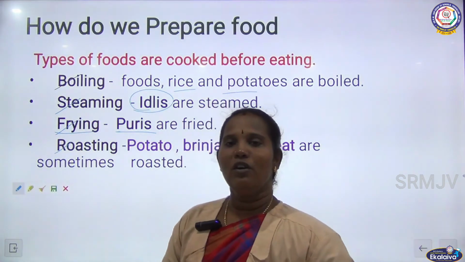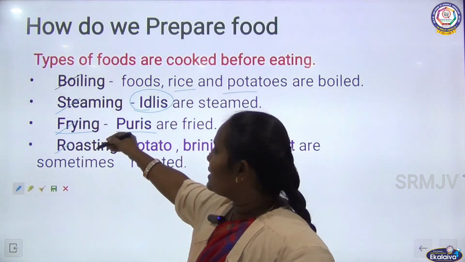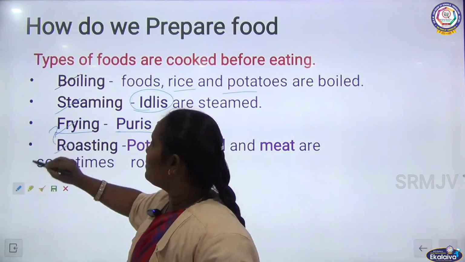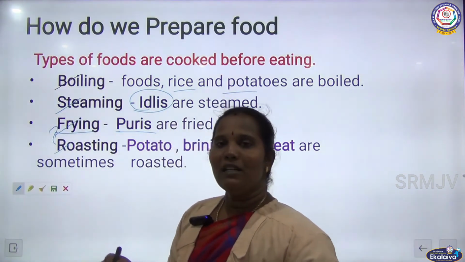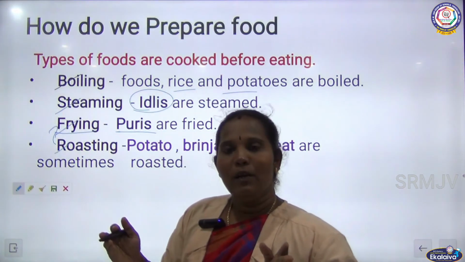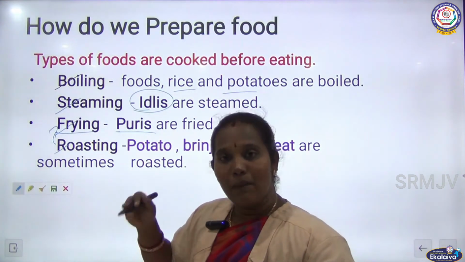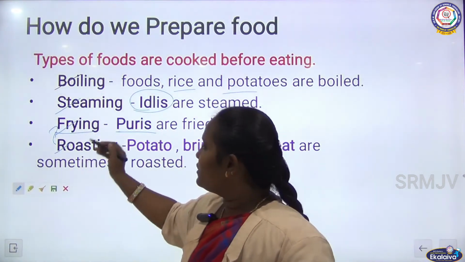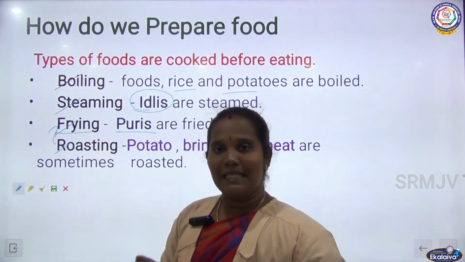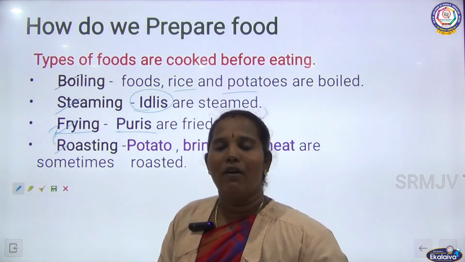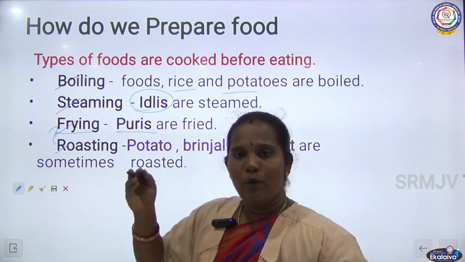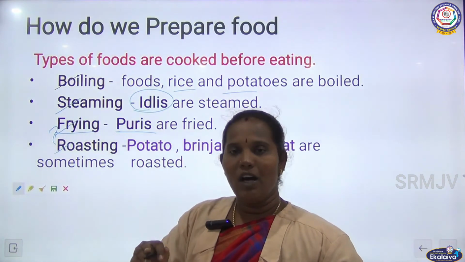Roasting, as a simple example, compare it with frying. Frying means the oil content will be more, the food is fully dipped in oil, and it is cooked with the help of the oil only. That is frying. But roasting is the same process, where we use a tawa or pan.